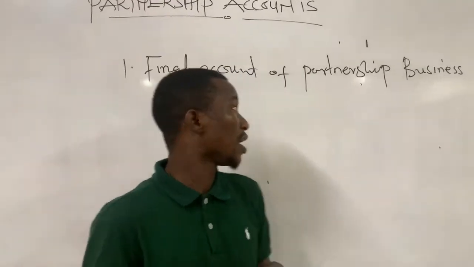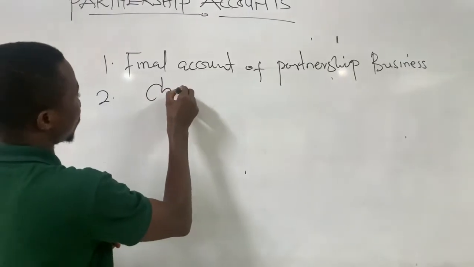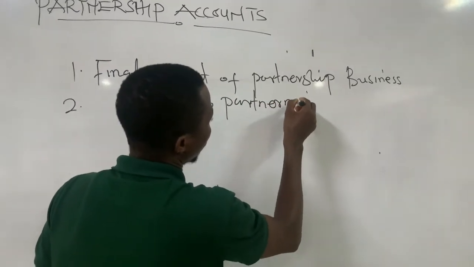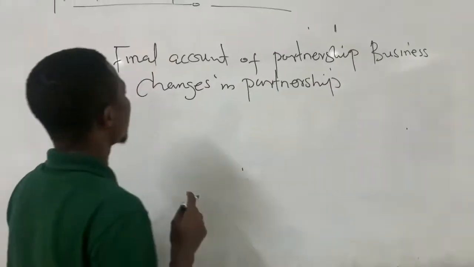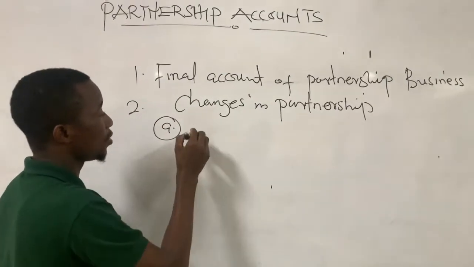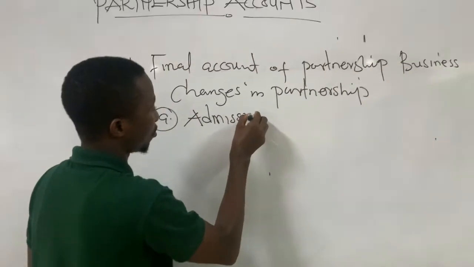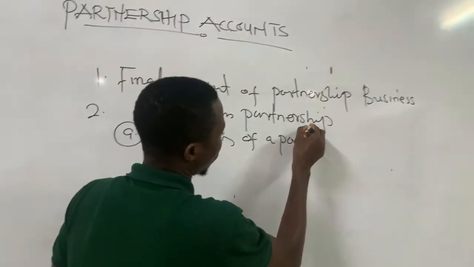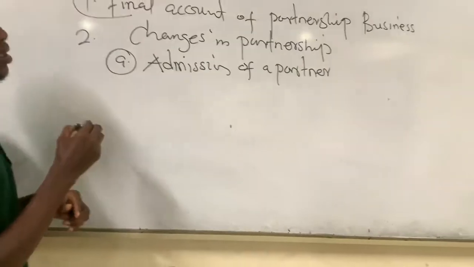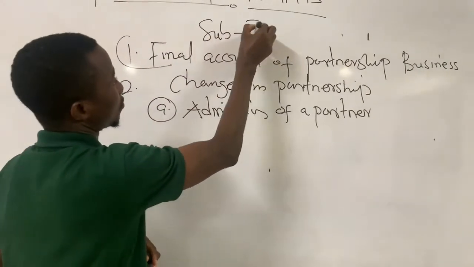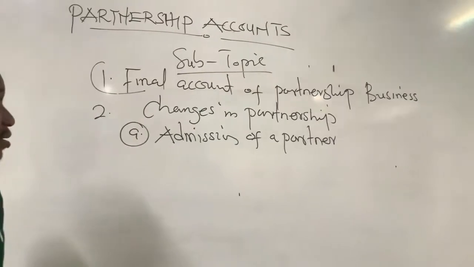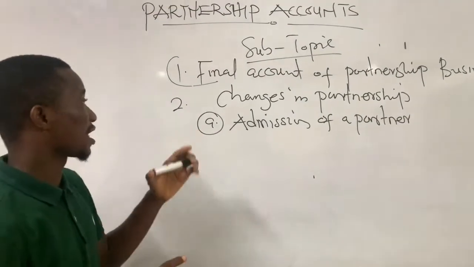But in a situation where we are operating with a fluctuating capital account, we combine the two together. And the second thing I would like to talk about is the changes in partnership. And these changes in partnership have subtopics. A will be the admission of a partner. Under changes in partnership, this will be the first subtopic. So the first video will be on the final accounts of partnership business, and the second aspect will be the changes in partnership.